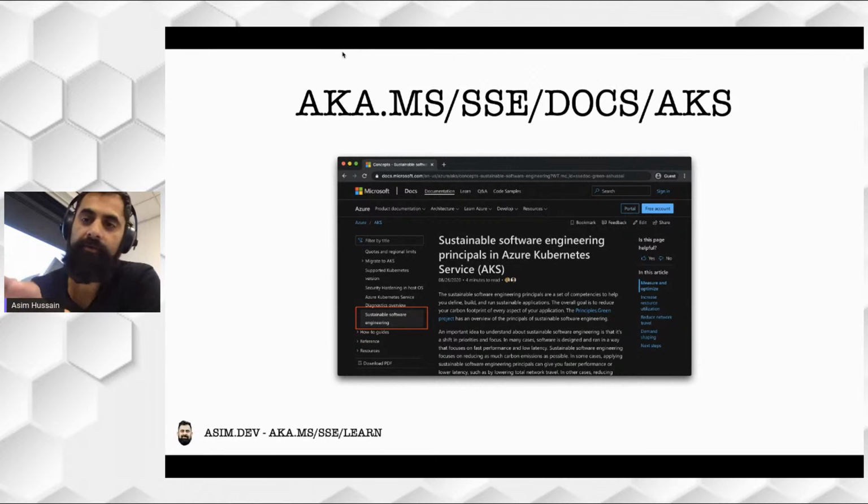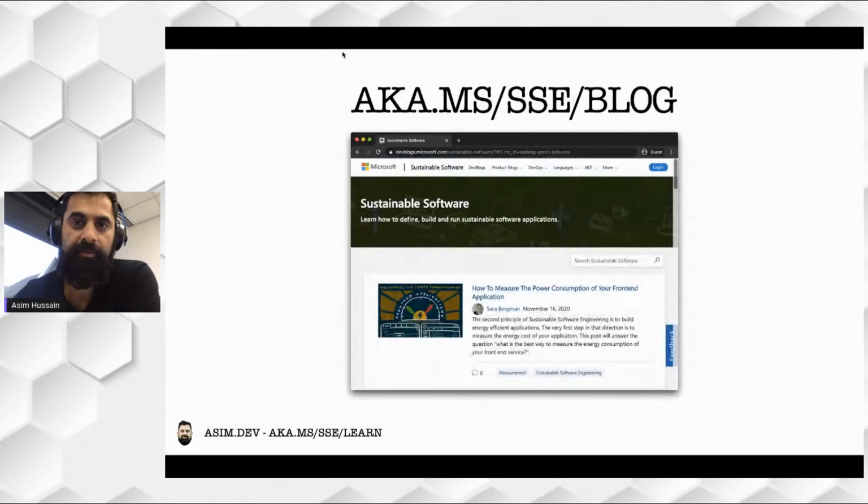Right now, all we have is AKS, our Azure Kubernetes Service, and it's just some advice there for how to use that more sustainably. And we also launched a blog. It's a sustainable software blog.